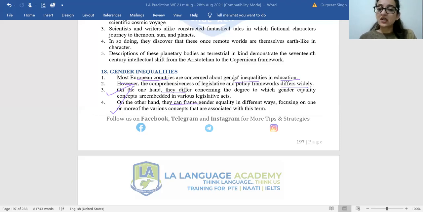So first is gender inequalities in education. Then what is one hand and other hand? These are two differences given for something about comprehensive legislative and policy. On one hand, they have this difference. On the other hand, they have this difference. These kinds of questions are time-saving questions where you should not be bothered about reading them in detail, unless you have some general sentences, like one more sentence given which can explain the third one further, or the fourth one further. Then there will be a need to read them more properly.